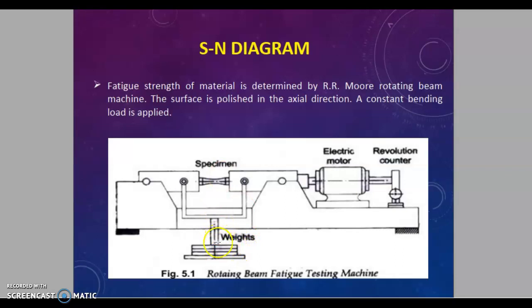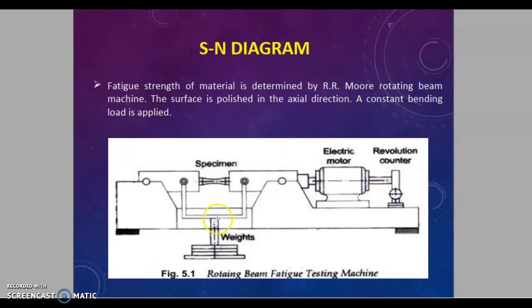The load is acting vertically downward. An electric motor is applied, and a revolution counter is applied. So the specimen is rotating, and the load is acting on it. Due to this rotation and load, a fluctuating stress is acting on this specimen. The electric motor is a variable speed motor. The speed can be changed from low to higher RPM values. So let's see when, and at which value of rotation, the material will fail.